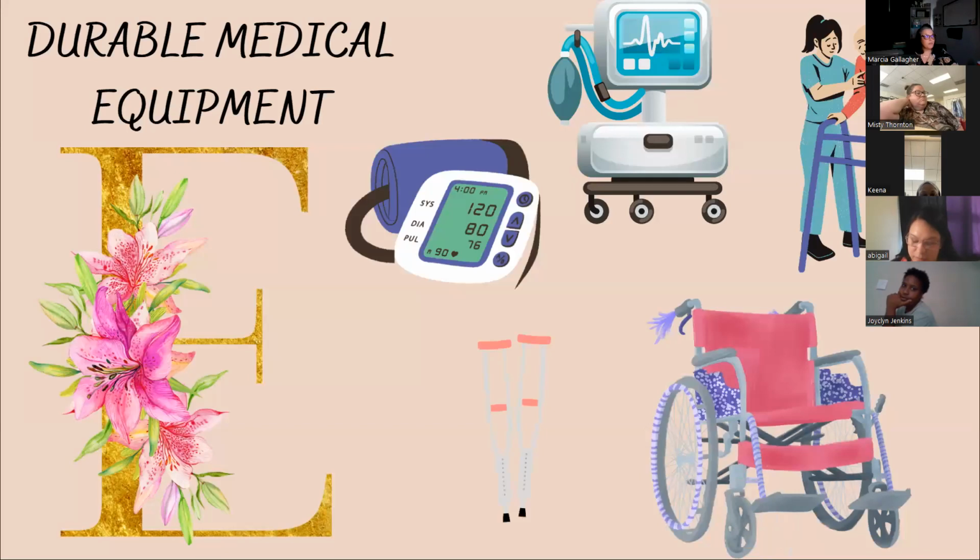E is durable medical equipment. You can remember E is equipment. So we're talking about your blood sugar machine, your blood pressure machine, your walker, your wheelchair, your crutches. That's all durable medical equipment. So E is equipment.